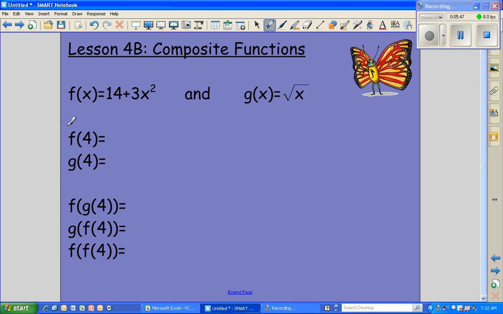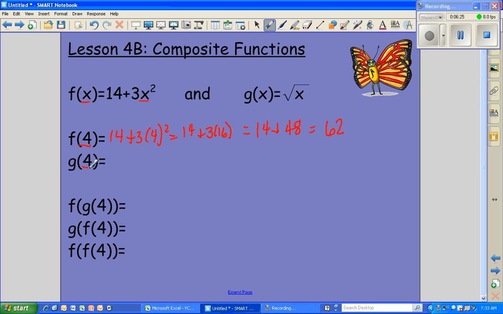All right, let's try another one. Let's try f of 4. So we're going to take 4 and plug it in for x, because that's what we're replacing. So we have 14 plus 3 times 4 squared. So that's 14 plus 3 times 16. We've got to follow our order of operations. That's going to be 14 plus 48, which is going to give us 62.